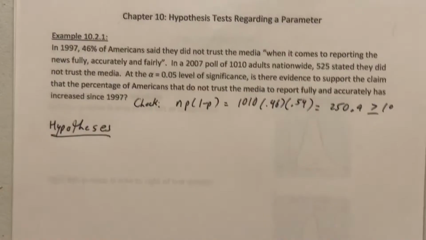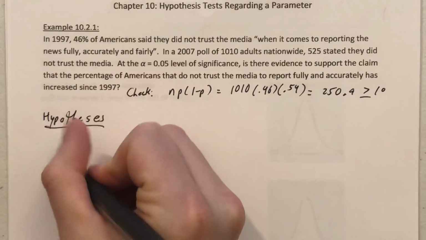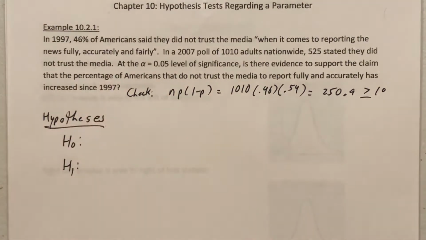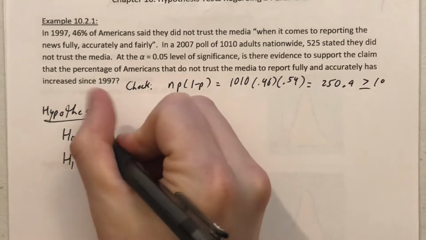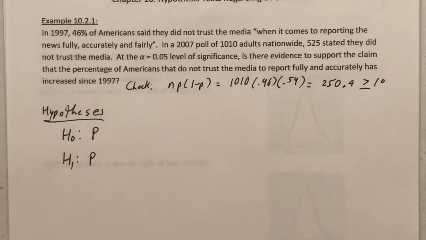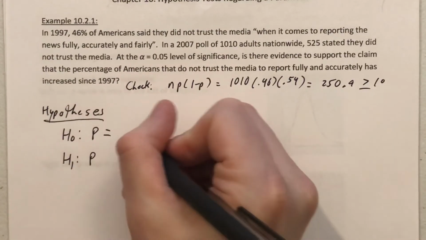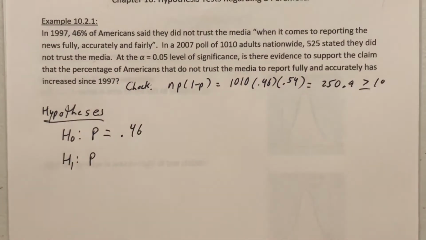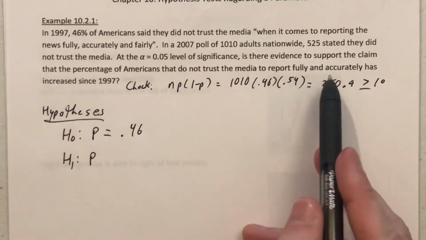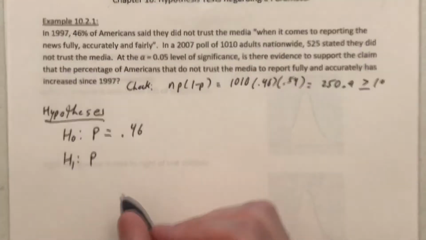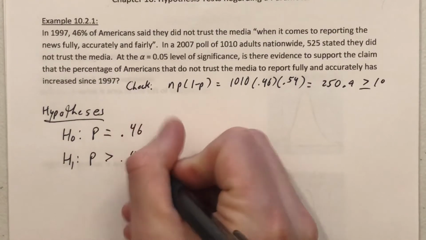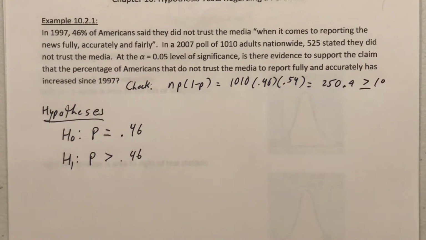the hypotheses themselves, stating the hypotheses, the null and the alternative. So like I stated, we're definitely dealing with proportion here. And the originally believed to be true value is that the proportion was 0.46. Our statement that we're trying to support is that it has increased, so greater than 0.46. That's really it. That's all we do with the stating of the hypotheses.